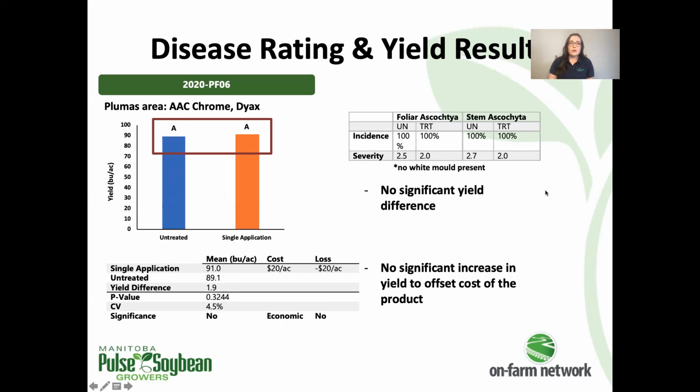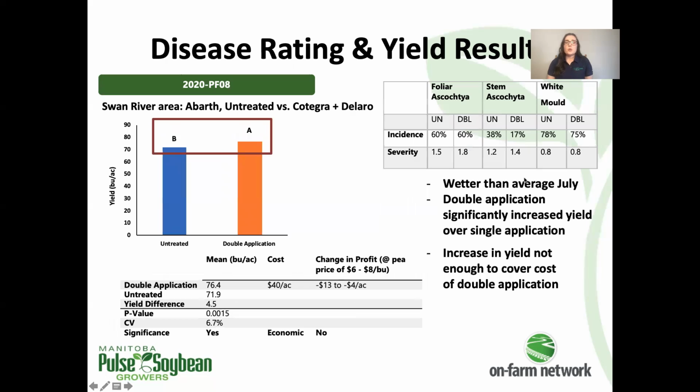A Plumas area trial, again comparing a single application of Diax to untreated peas. Same story, no significant yield difference, not economic in terms of the investment in product, similar disease pressure as the other trials. So now we move into the Swan River area.